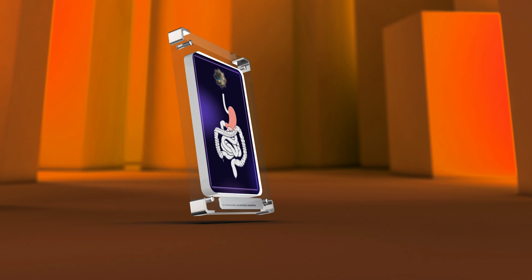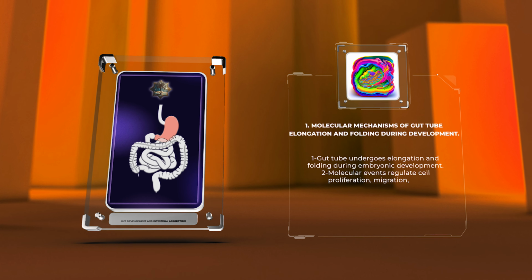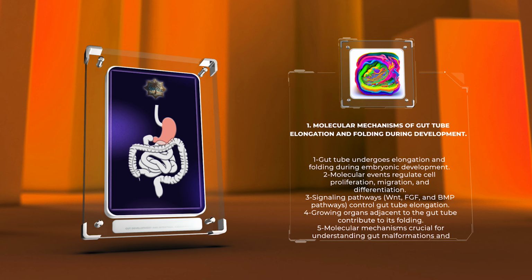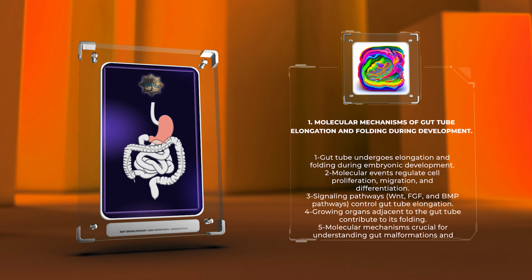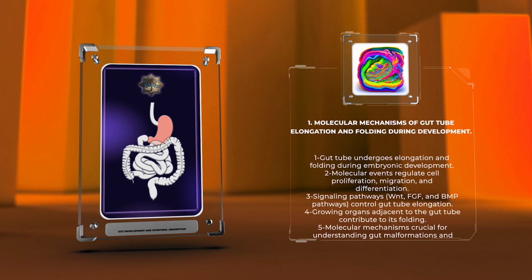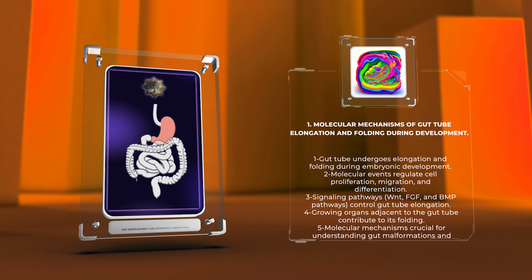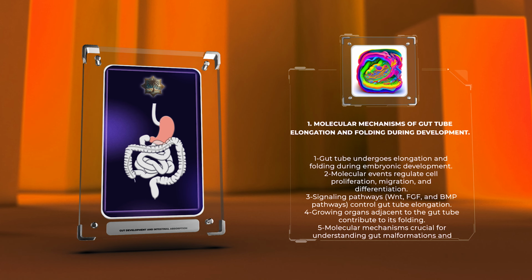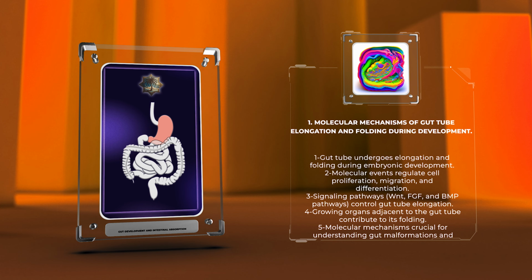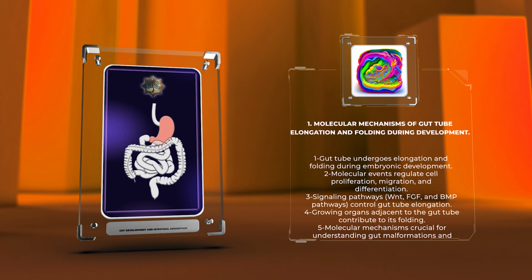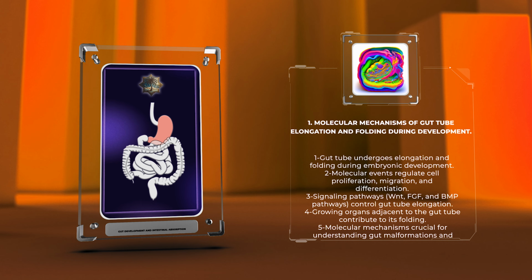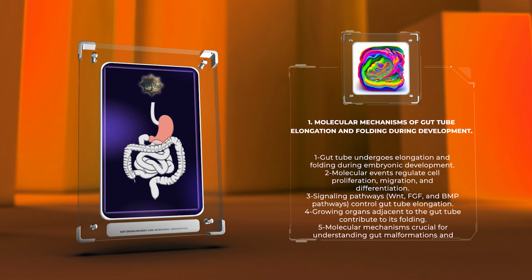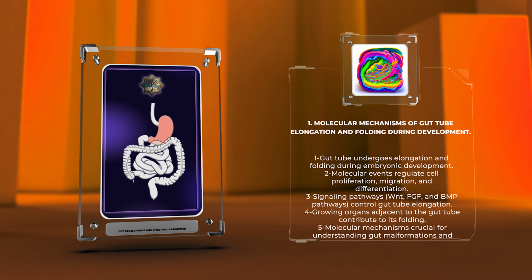During embryonic development, the gut tube undergoes a remarkable process of elongation and folding to form the functional gastrointestinal tract. This process involves a precise orchestration of molecular events, including the regulation of cell proliferation, migration, and differentiation. Several key signaling pathways, such as the WNT, FGF, and BMP pathways, interact to control gut tube elongation. Additionally, the physical forces generated by the growing organs adjacent to the gut tube contribute to its folding. Understanding these molecular mechanisms is crucial for unraveling the etiology of congenital gut malformations and developing potential therapeutic interventions.